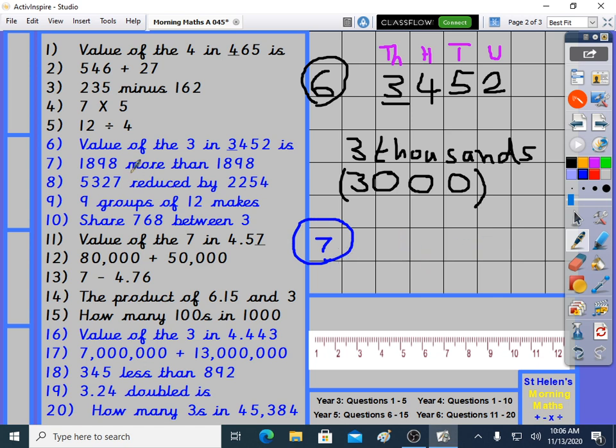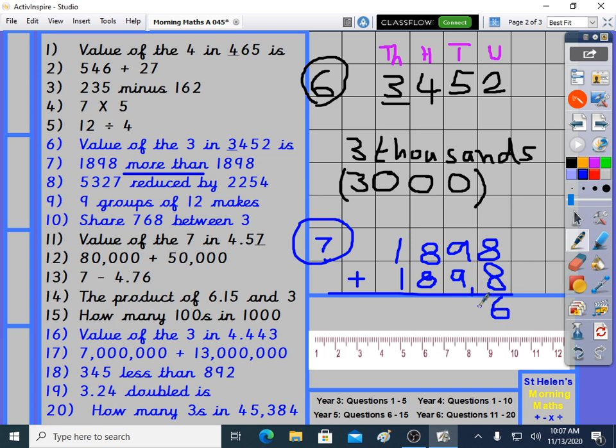Question 7. 1,898 more than 1,898. More than means plus. The numbers are the same, so this is a plus question. We'll plus them. You could actually times it by 2. It's the same result. But we're going to do an addition.